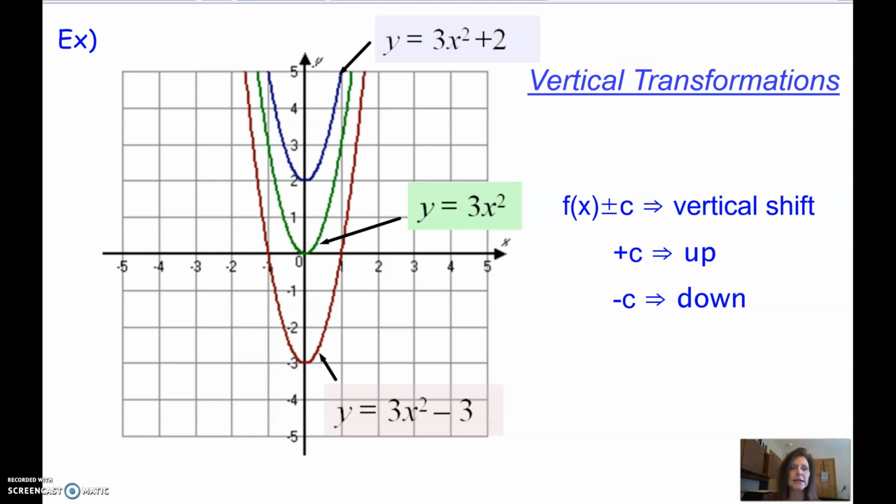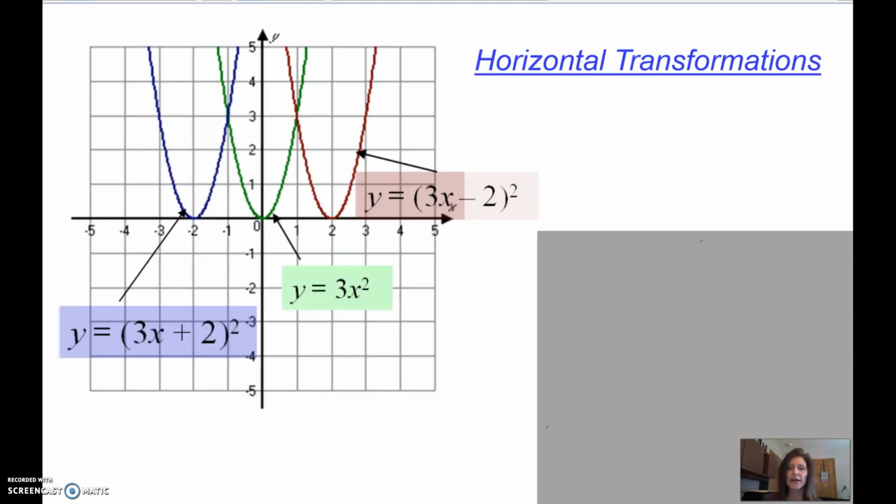Let's take a look at another type of transformation, that is the horizontal kind, side to side. So once again, we're going to start with y equals 3x squared. But this time, if you look at our functions here, you'll notice that I have the plus 2 and then I square it, or I have the minus 2 and then we square it. So it's before we do our main function. That produces a horizontal shift.